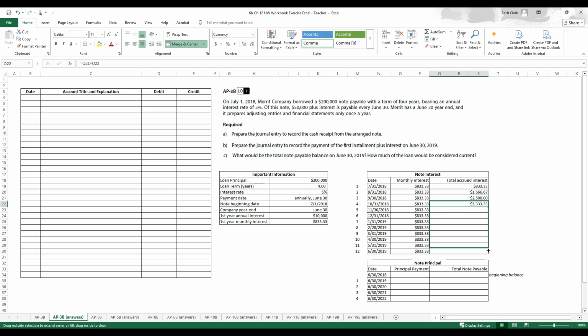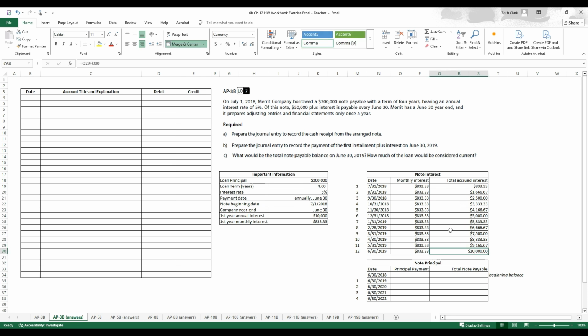So then we can just drag that here, and you can kind of see how my cursor goes over the edge where it turns into a black cross, and then left click, and this is how you drag the formula down. And as you can see, we end up with $10,000 of interest, which is what we would expect over that whole period, right?